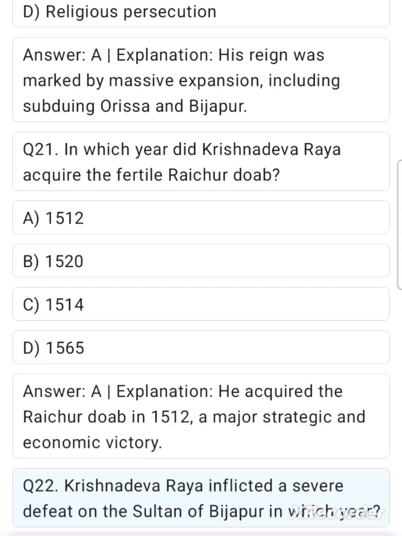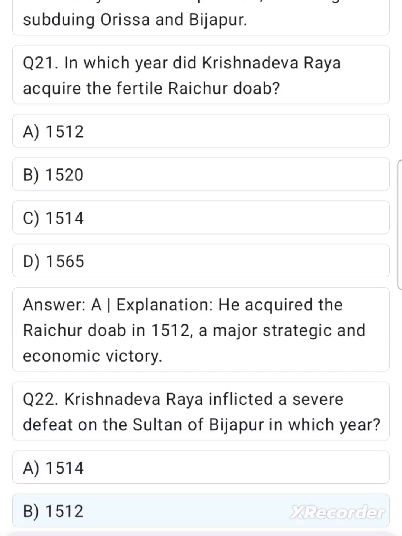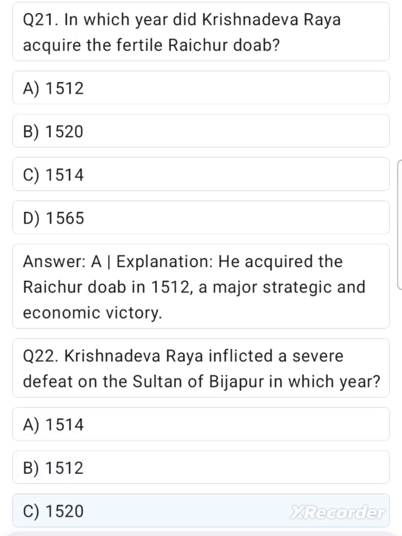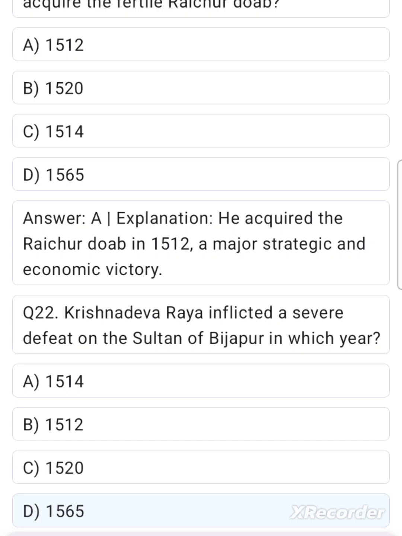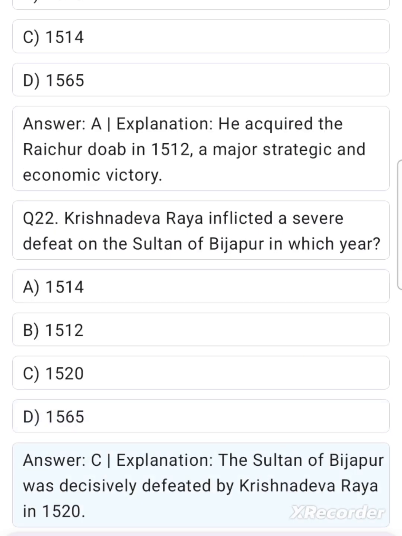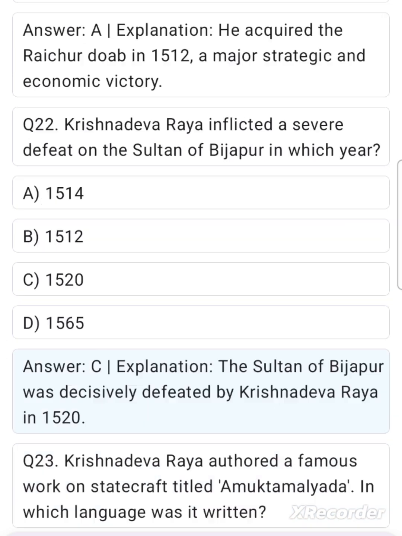Q22. Krishnadeva Raya inflicted a severe defeat on the Sultan of Bijapur in which year? A. 1514. B. 1512. C. 1520. D. 1565. Answer. C. Explanation. The Sultan of Bijapur was decisively defeated by Krishnadeva Raya in 1520.